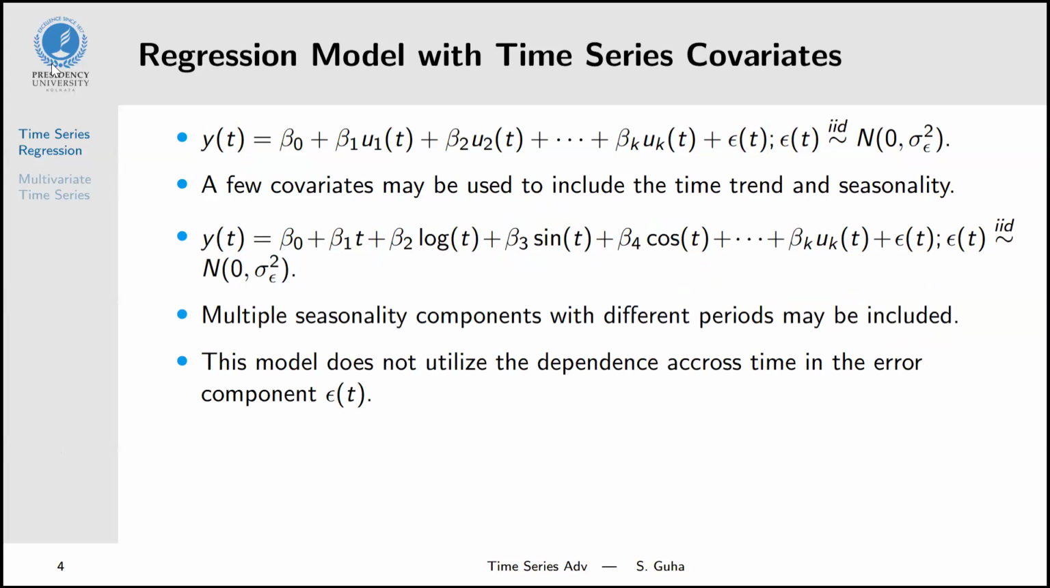Sir, when you say that we can include the trend and seasonality, it will be based on the distribution of the outcome variable, right? Not on the covariate. No, not on the covariate.